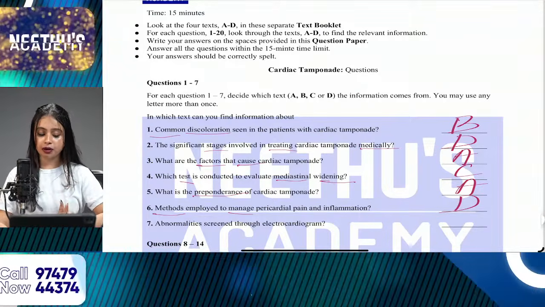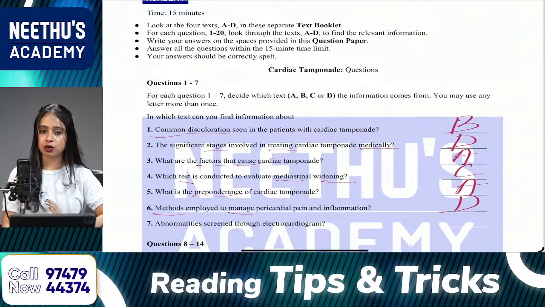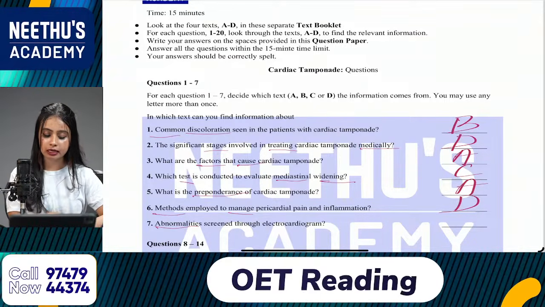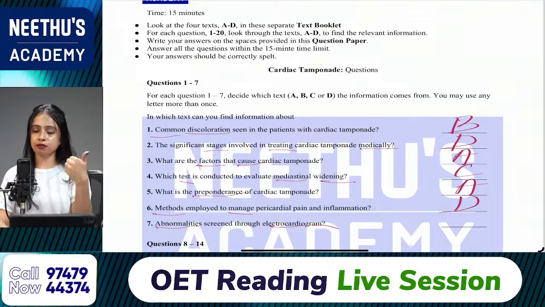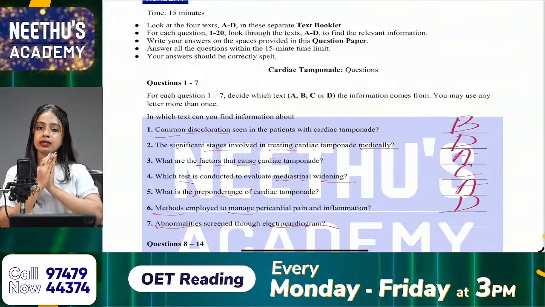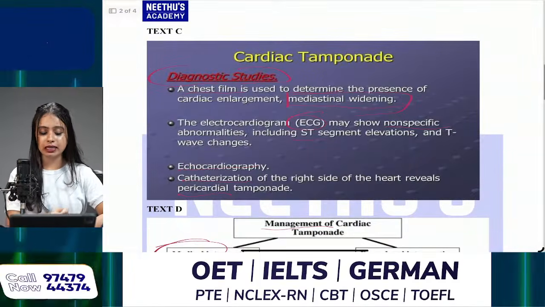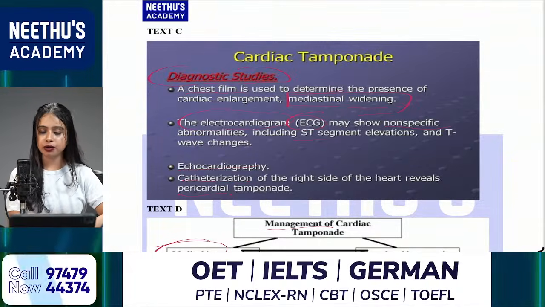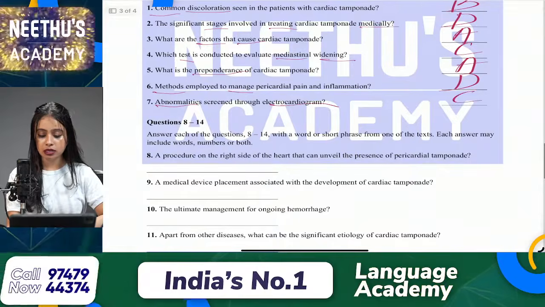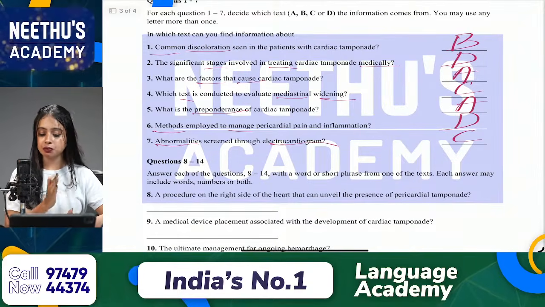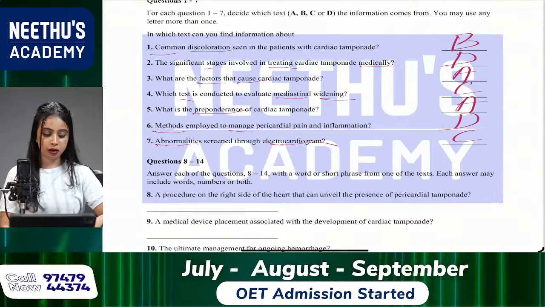Then the last one from the first set of questions, abnormalities screened through electrocardiogram. So my keywords, abnormalities, electrocardiogram. So I know that the word electrocardiogram is connected to that diagnosis. Okay, so I'm sure my answer is from text C. So definitely you can mark it as C. So these are the answers. First one is B, D, A, C, A, D, C. Any doubts? Okay, Reba, any doubts?